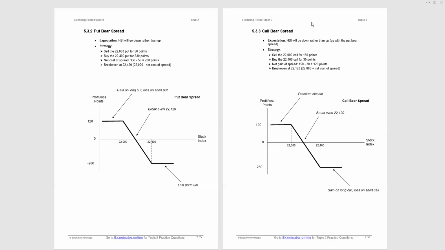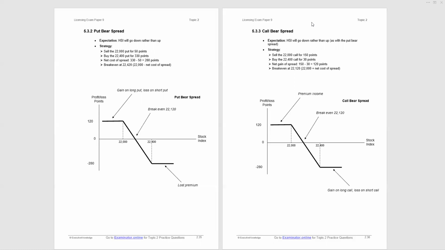There you can see in the diagram, if the price falls, you'll gain on the long put, but you have a loss on the short put, and that will cap your gain. Whereas if the market rises overall, you lose your net premium. With the call bear spread, you expect the market to go down.